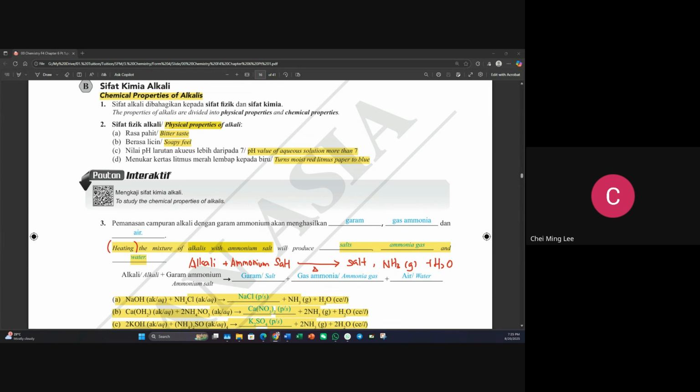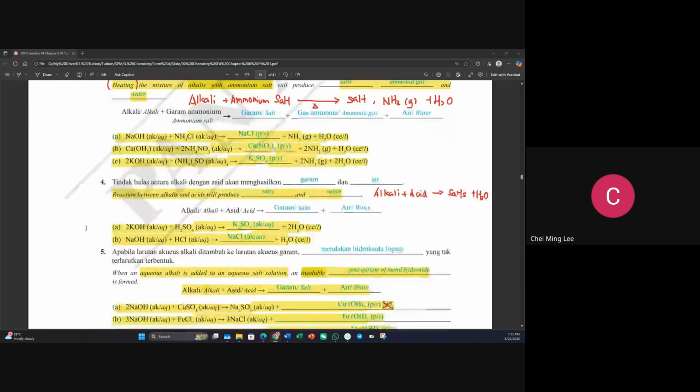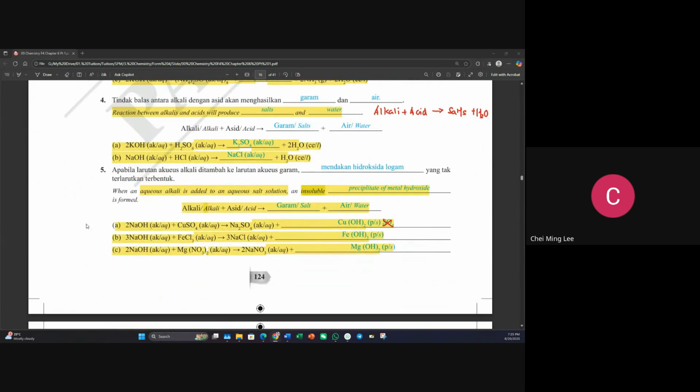Okay, so next, the reaction between alkali and acid will produce salt and water. This one we already mentioned just now. Some of these are actually repeated from the acid part that we already have. So you just need to copy that, which is more than enough, because it's part of the property. When they ask, then you need to give it.